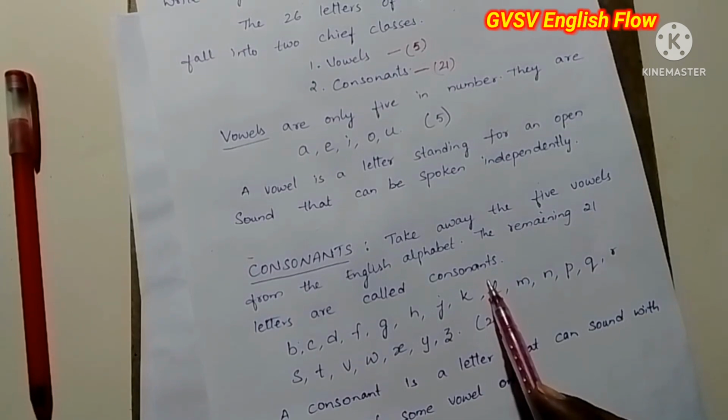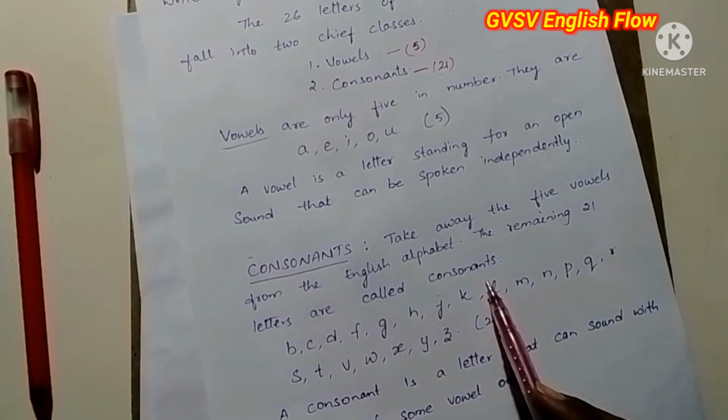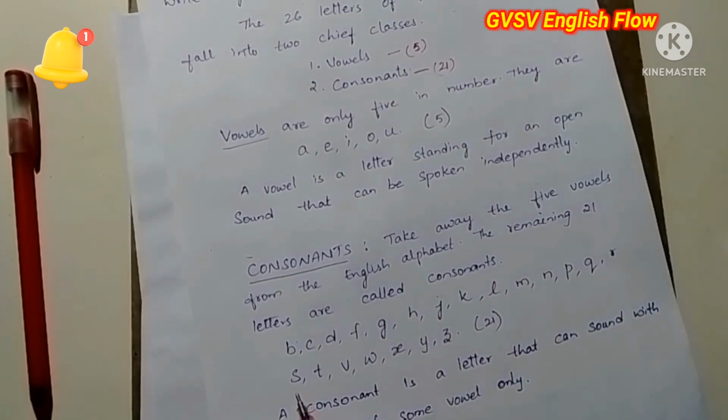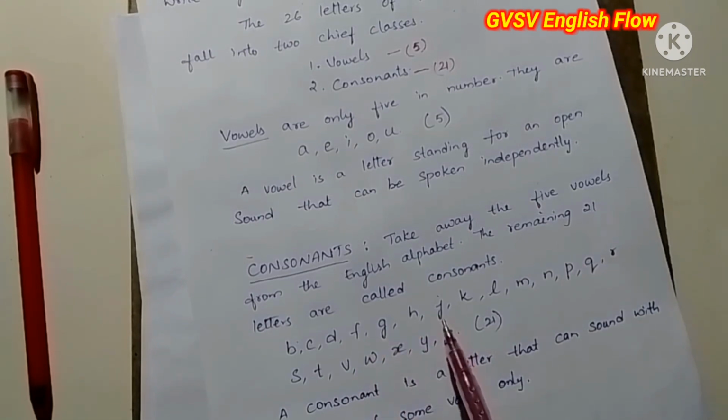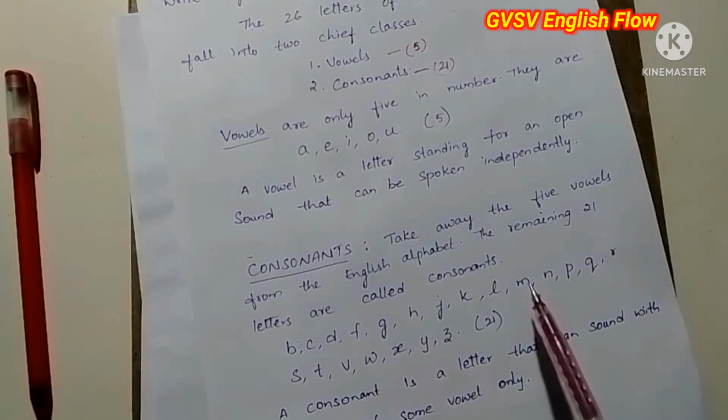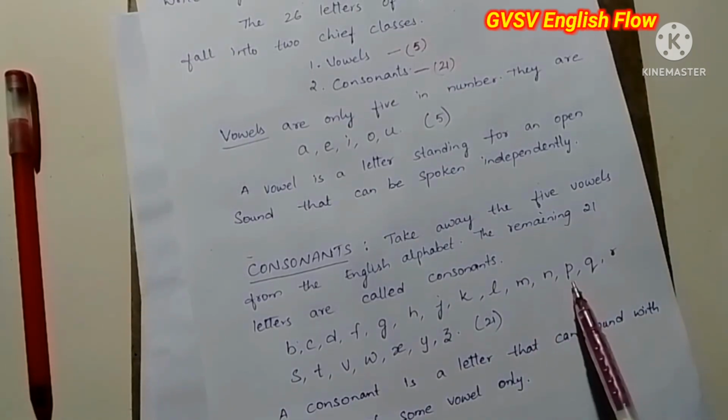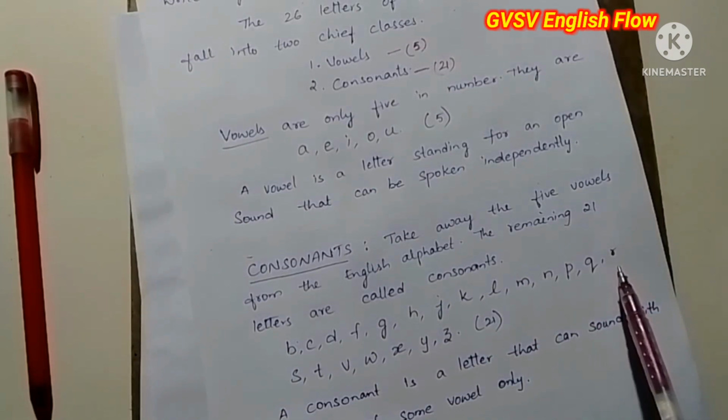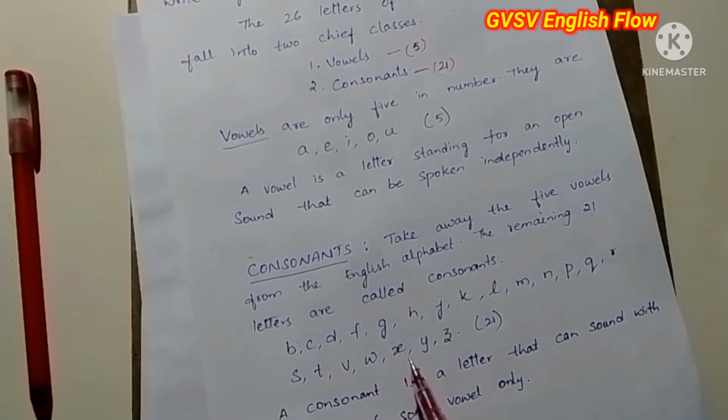When we remove the 5 vowels from these 26 letters, what do the remaining 21 letters become? Consonants. Then what are the letters we have in consonants? B, C, D, F, G, H, J, K, L, M, N, P, Q, R, S, T, V, W, X, Y, Z.